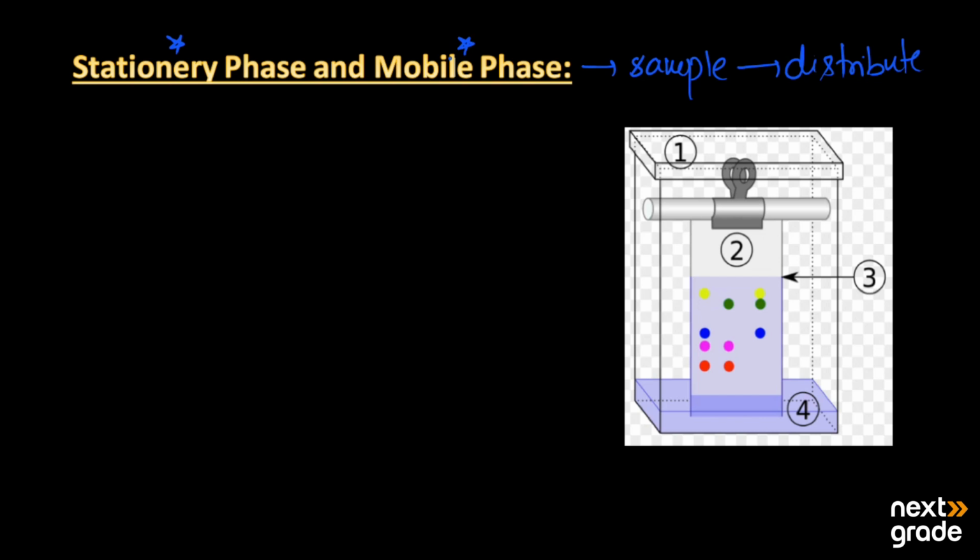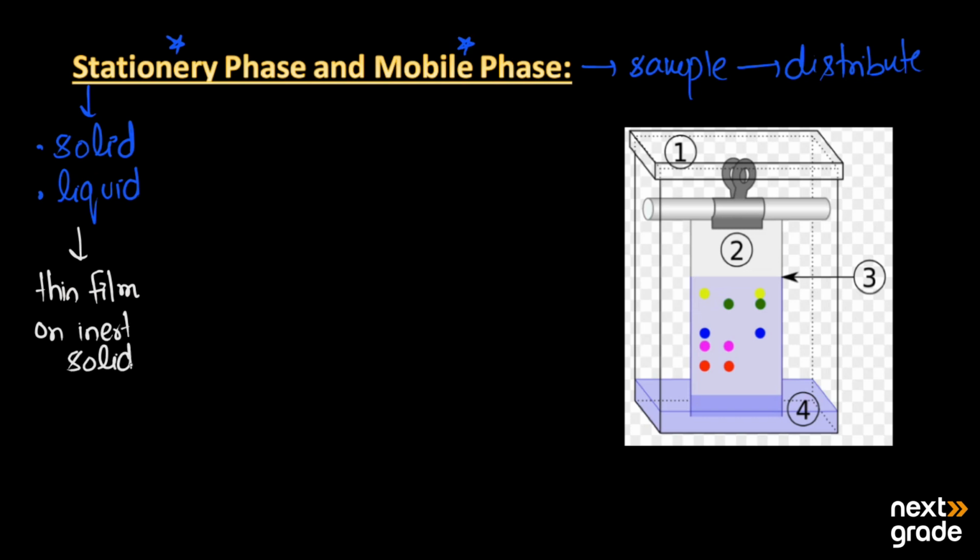When we are talking about the stationary phase, it may be solid or it may be liquid. So the stationary phase may be of two types, the solid as well as the liquid. It can also be spotted as a thin film on the surface of an inert solid. So this is a simple stationary phase.